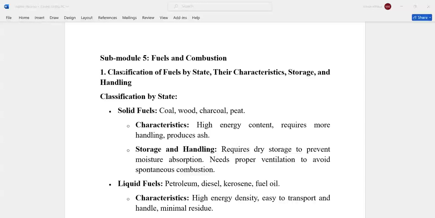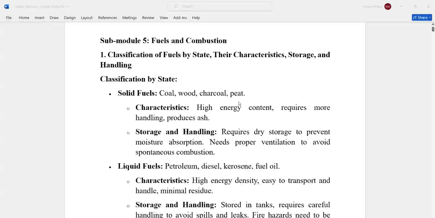We are going to look at classification of fuels by state, their characteristics, storage, and handling. So classification by state, we are going to look at solid fuels first, and this involves coal, wood, charcoal, peat. But what is most common to you, I think, is wood and charcoal.